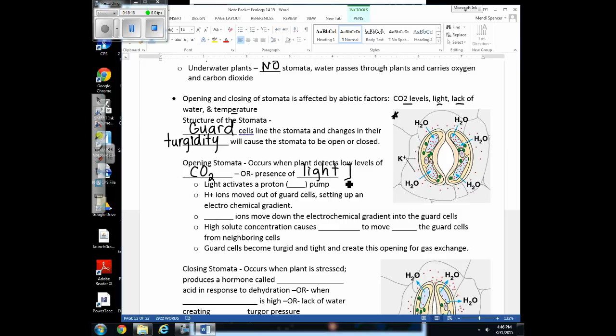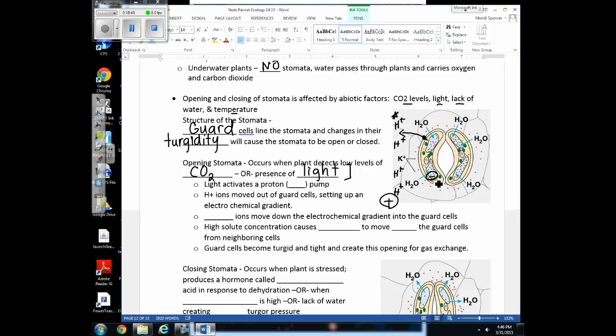So what happens is that light is going to activate this proton pump that is in the cell membrane of these guard cells. So there's the proton pump right there. And this proton pump pumps hydrogen ions out of the guard cells. And this is going to set up an electrochemical gradient. So basically what that means is you're going to have an area that has a positive charge more so than another area, and that other area is going to have more of a negative charge.